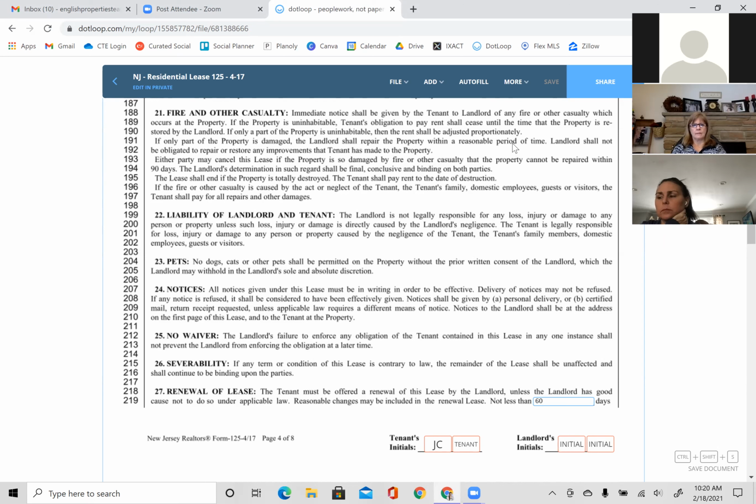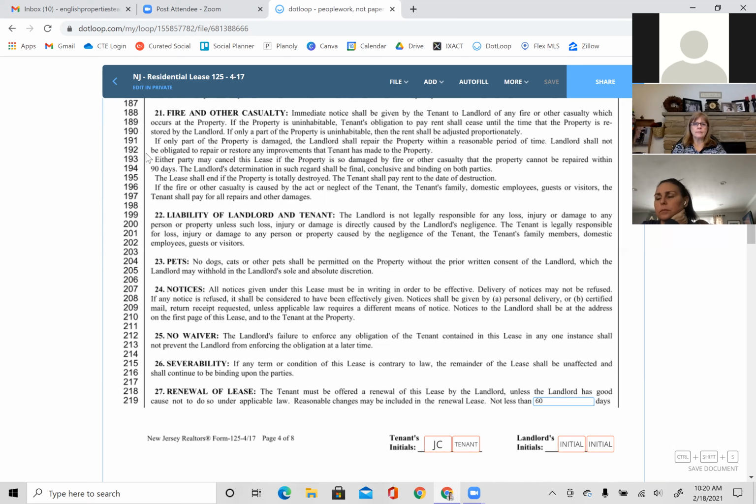If part of the property is damaged, the landlord is responsible for repairing it, but they have a reasonable amount of time. So depending on the type of damage and how long it would take to fix it, they have that long to do that. They're not obligated to repair or restore anything that the tenants may have done. So if they did put in that carpet, because they got permission to put in that carpet, the landlord doesn't have to put in a brand new carpet. They just have to return it to the way it was when it was rented.